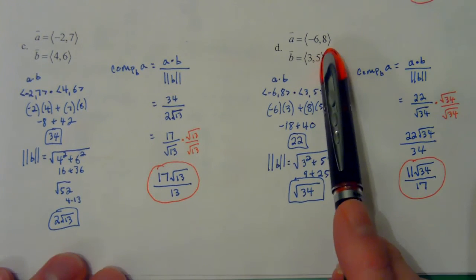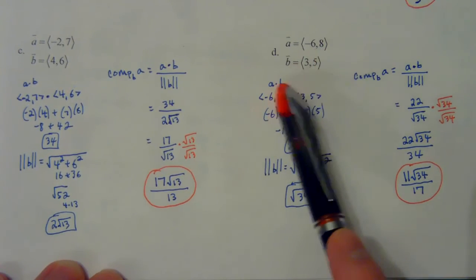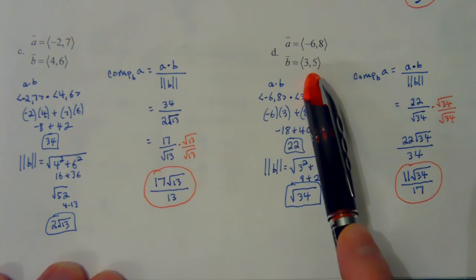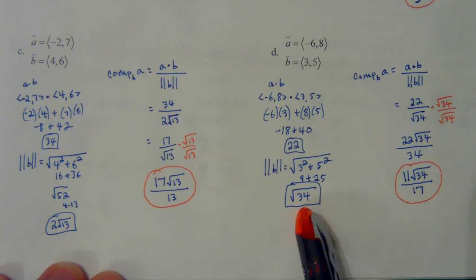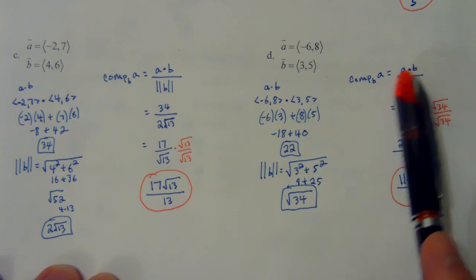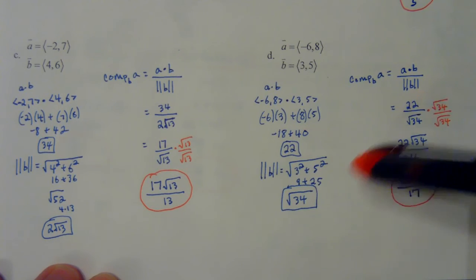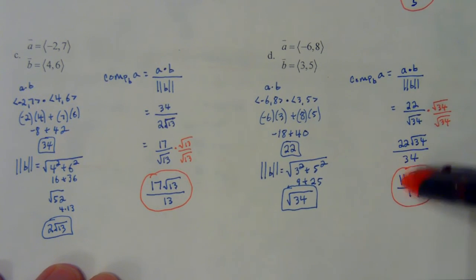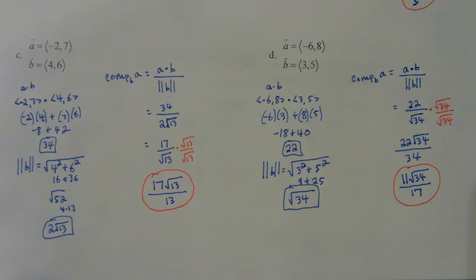So again, if I just run through one real quickly here, do the dot product between the two vectors. Be careful with your arithmetic on there. And then do the magnitude of B. And then when you do your component, you're going to just put the dot product on top and then that magnitude on the bottom. And then you can rationalize if you need to. You can reduce the fraction if you need to and be good with that.